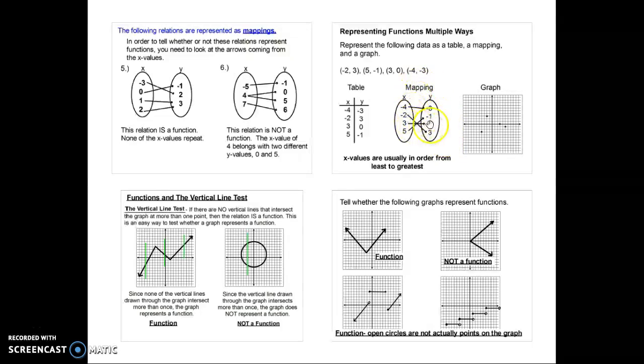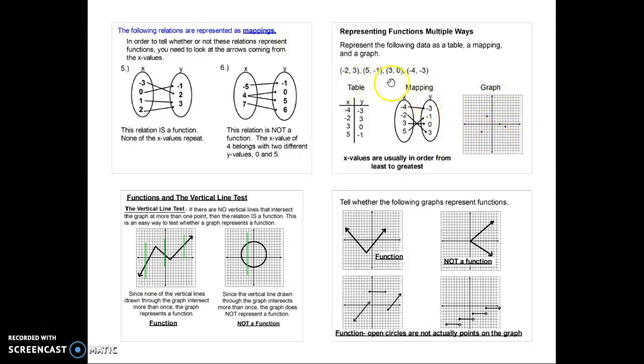Same thing with the mapping diagram. Your x values should be listed first in order from least to greatest. Then, same thing with your y values, list those from least to greatest, and then you draw your arrows to match them up. But the x's and the y's in the mapping diagrams need to be listed from least to greatest.